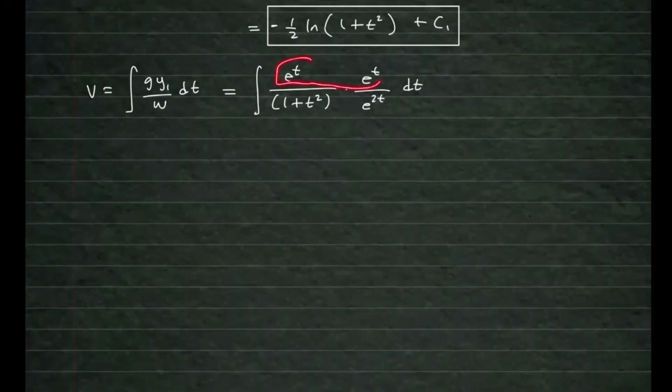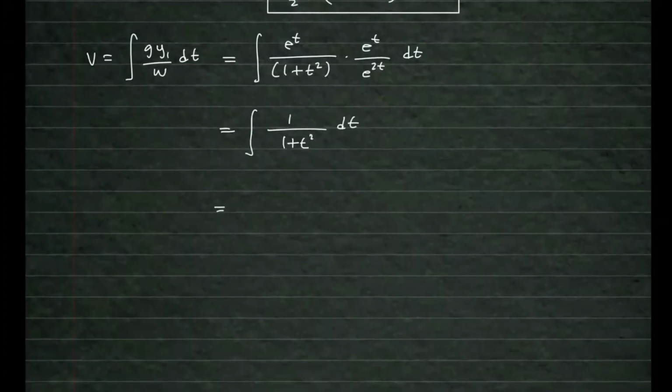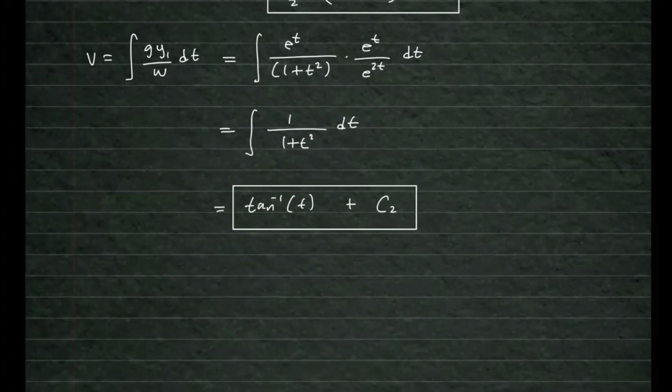Again, these combine to e to the 2t, and then it cancels with that. So we're simply integrating 1 over 1 plus t squared dt. Now that is a very popular integral from calculus. You should know this is the arctangent, or tangent inverse, of t plus some constant c2. All right, not so bad. That is our formula for v.